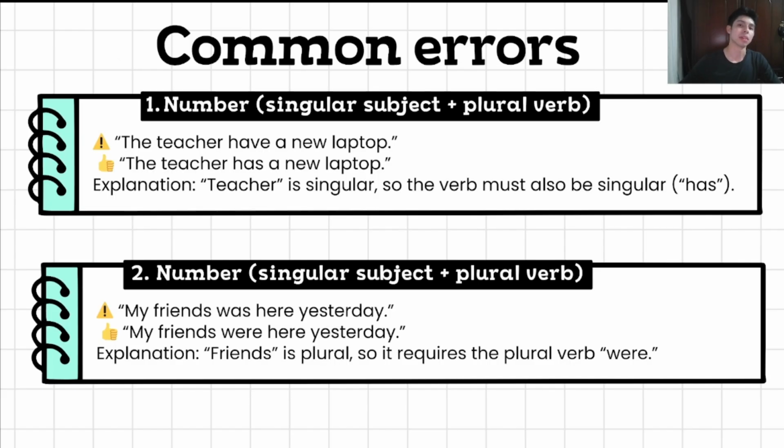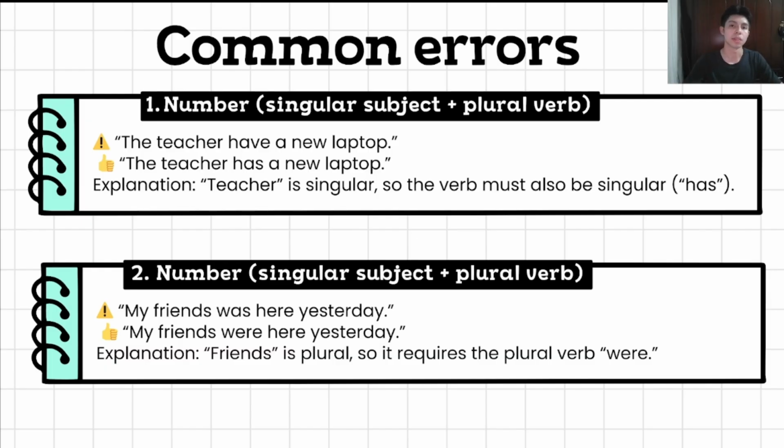And then we have the 10 common errors that we commit sometimes. So the first error is using a plural verb with a singular subject. For example, "the teacher have a new laptop." It should be "the teacher has a new laptop" because the subject is singular, so the verb must also be singular.